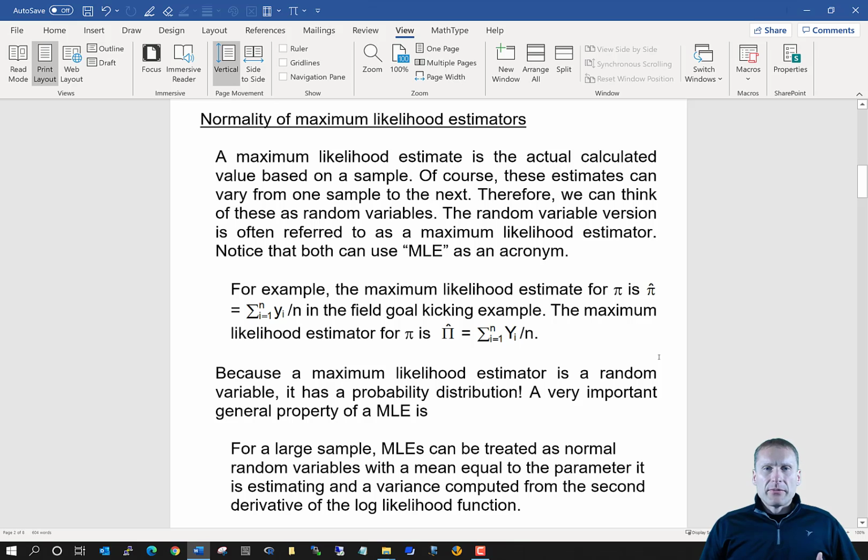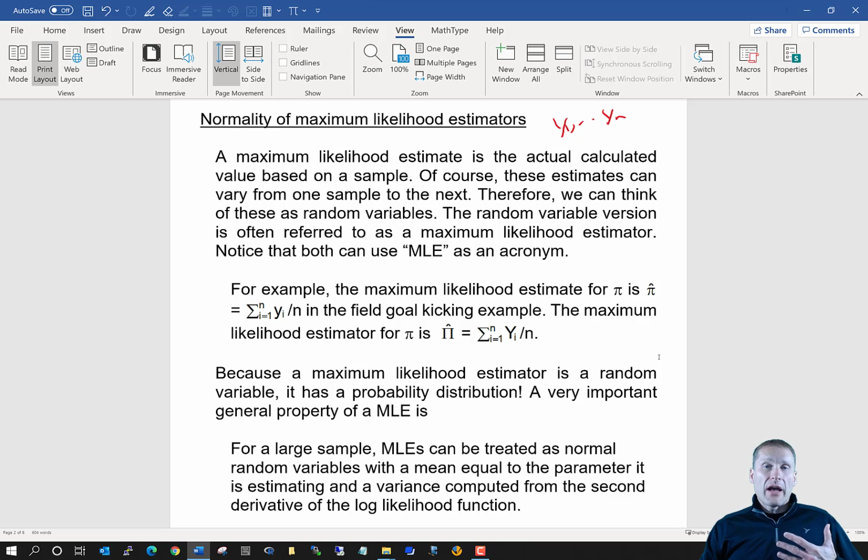Next, we're going to talk about a probability distribution with respect to maximum likelihood. First, just some terminology. This is perhaps a little picky, and I haven't always been this picky with how I phrase some things, because in the end it's not that big of a deal, but I do want to mention it. A maximum likelihood estimate is the actual calculated value based upon a sample. In other words, it's using the little y's. Okay?